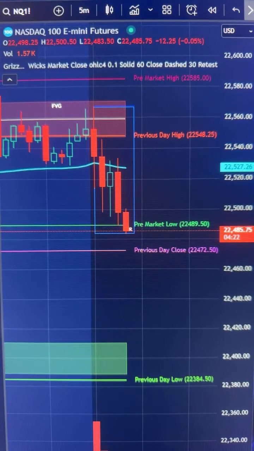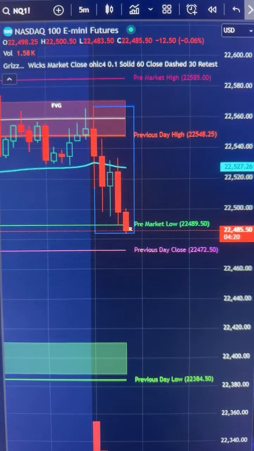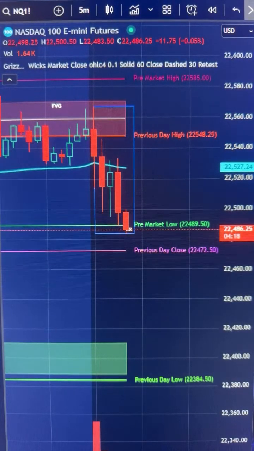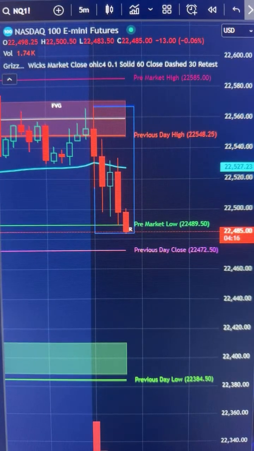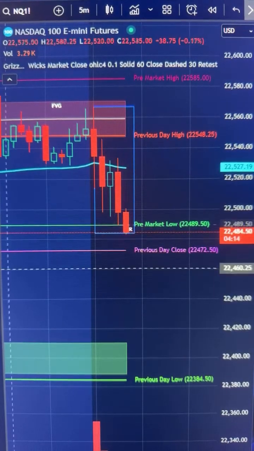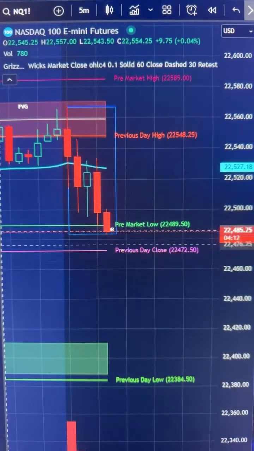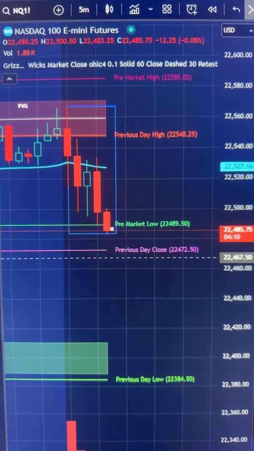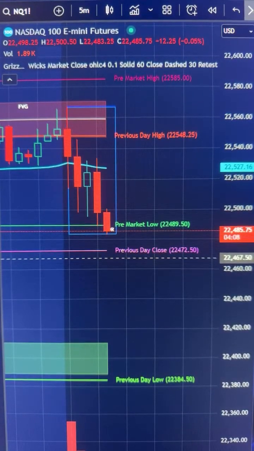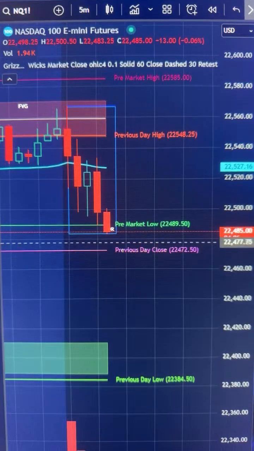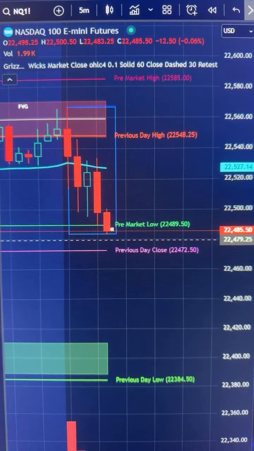Still didn't close low enough for me to go below the ORB, so we'll see. Close below pre-market low, but not the ORB. I typically wait unless I see something in price action where I'm willing to take a little higher risk trade, then I'll just wait.